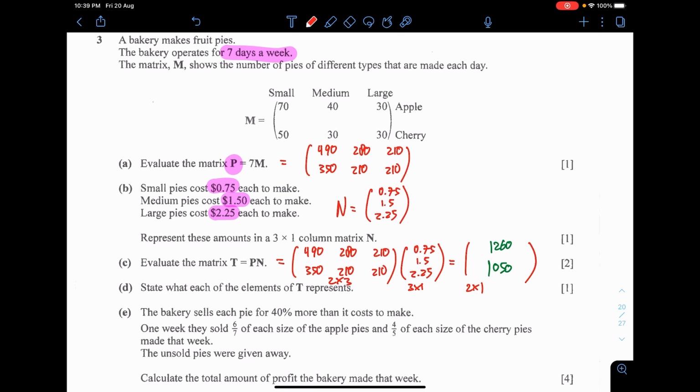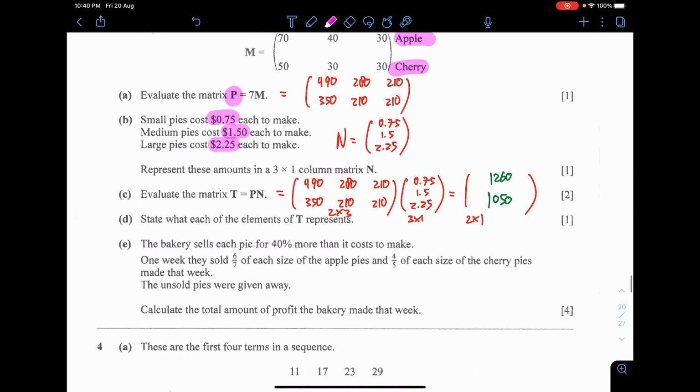Alright, state what each of the elements of T actually represent. Okay, this is obviously the cost. We are just multiplying the cost and the amount of the pies. Also, there are actually 2 numbers here which are correlated with the apple and the cherry pies that they're selling. Meaning to say that this is the total cost of making the apple pies and cherry pies every 7 days. Don't forget to tell them about the every 7 days. Yeah, total cost of every type of pie.